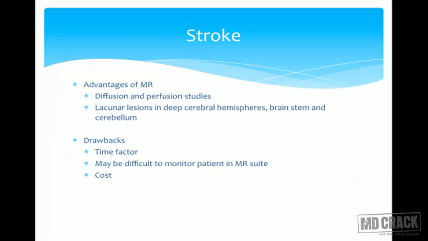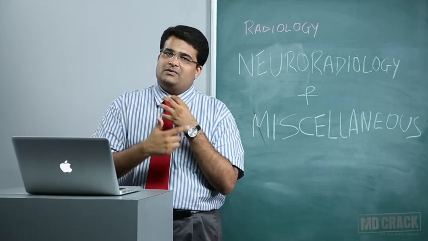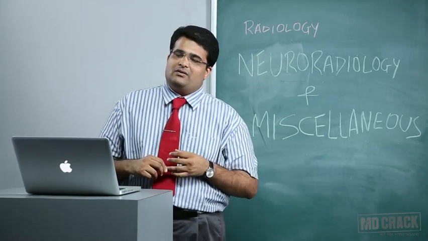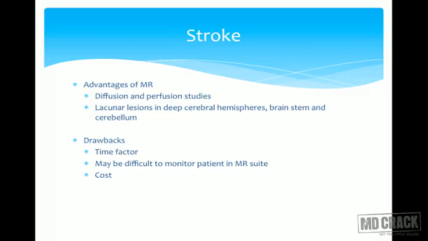So what are the advantages of MR? Diffusion weighted imaging is extremely sensitive and can pick up strokes within 30 minutes. Perfusion studies will tell you the area of the penumbra. This penumbra is a region around the infarcted tissue which is potentially salvageable. So in case you give rTPA, that tissue can be salvaged. Lacunar lesions in the deep cerebral hemisphere, brainstem, and cerebellum are easily picked up.